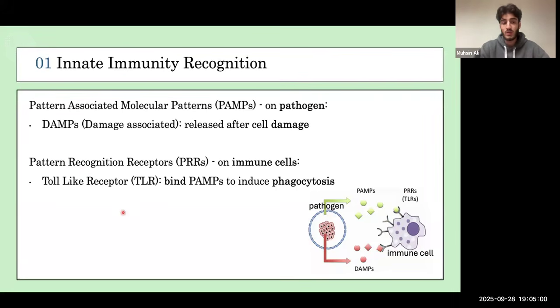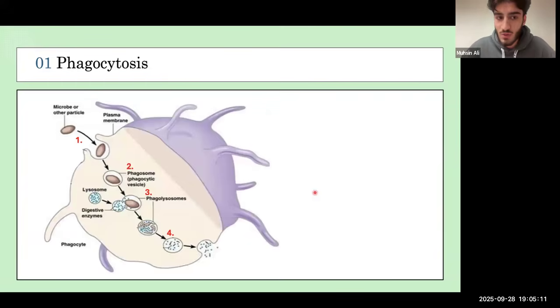Now, an example of your pattern recognition receptor is your toll-like receptor, your TLR, and like we said, it's going to bind to your PAMP, and what it's going to do once it binds that PAMP is induce phagocytosis. Now, what is phagocytosis? Phagocytosis is just simply the engulfing of a microbe by a phagocytic cell. And what were the phagocytic cells again? It was your neutrophils, your dendritic cells, and your macrophages. So please remember those three cells.